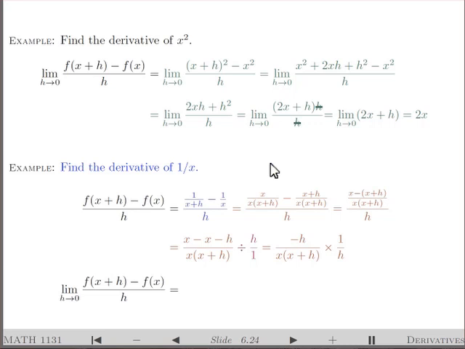which I need to multiply by 1 over h. I can reduce this by cancelling the h's. I get negative 1 over x times (x + h).